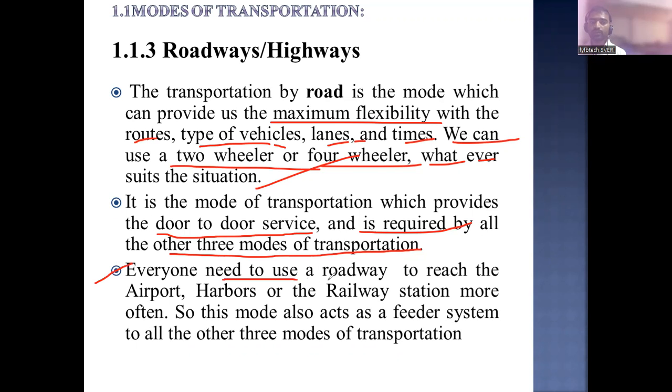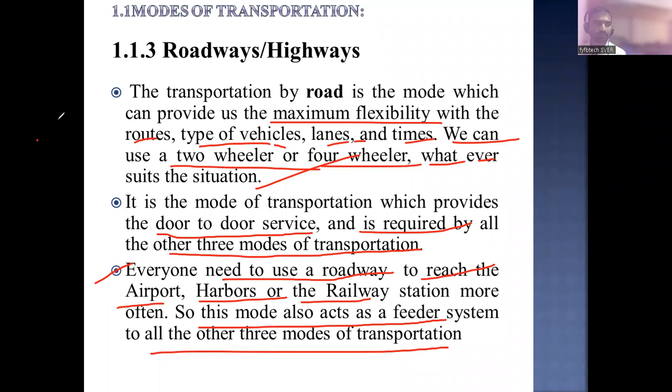Everyone needs to use the roadway to reach the airport. Correct? To reach the airport, we need a road. Harbors, okay, and the railway stations more often. Whenever you want to use many modes of transportation, the roadways are a must. So this mode also acts as a feeder system to all other three modes of transportation.